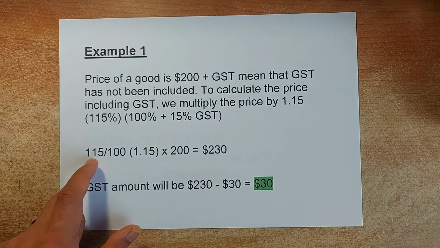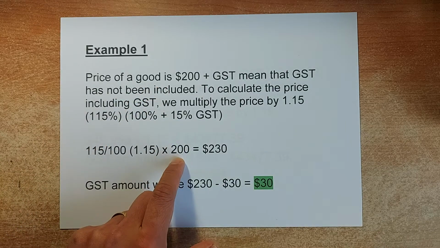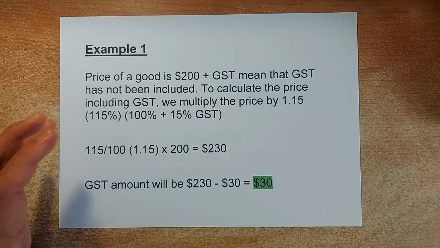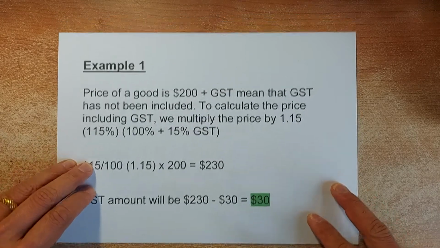So you multiply 1.15 by the original price, and that will give you 230. So a good that costs $200, if you add the GST, the total price is going to be 230. So the $30 extra is going to be the tax that the government will collect from the customer. Correct? Yes, good. So now we're going to look at the second example.